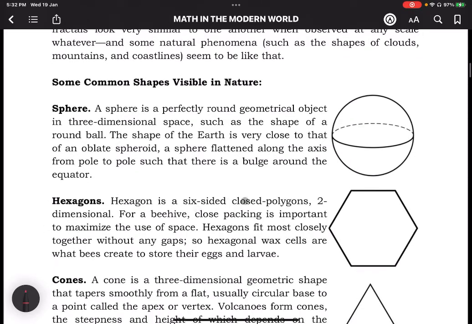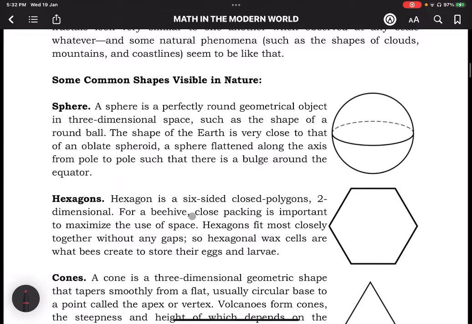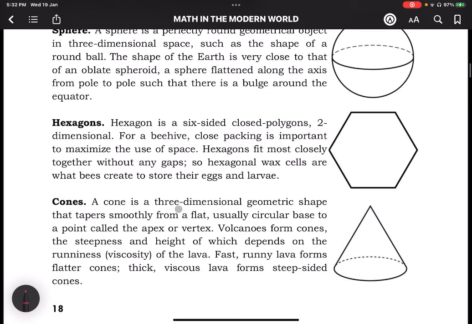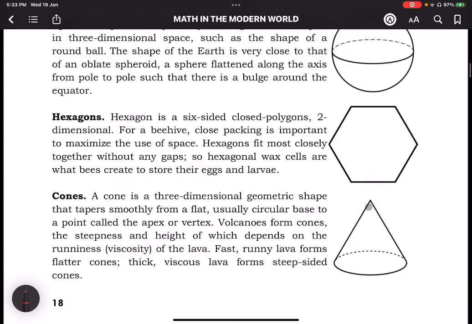Hexagon is a six-sided closed polygon, two-dimensional. Yan, 2D, no? Two-dimensional. Si cone naman, siya ay three-dimensional, geometric shape that tapers smoothly from a flat, usually circular base to a point called the apex or the vertex. So, yun yung vertex niya. Ito yung kanyang base, no? Which is a circle.